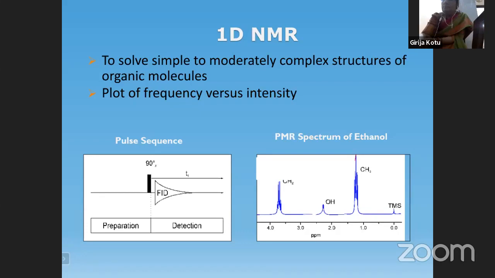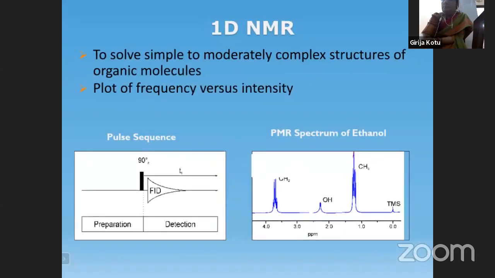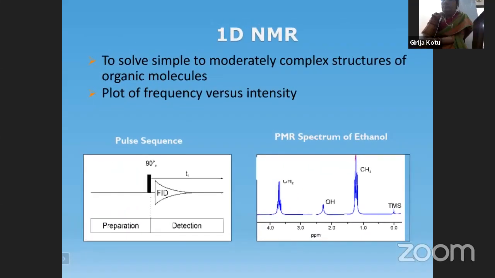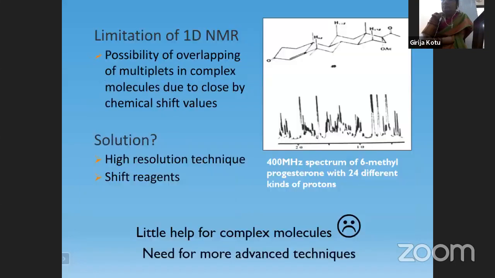And now, why do we have to talk about the 2D NMR technique? If the 1D NMR spectrum is giving us the information regarding the structure of the molecule, why do we have to go to the other techniques? So now the other example which I have shown in the slide is 6-methyl progesterone with 24 different kinds of protons, where all the signals are getting overlapped.